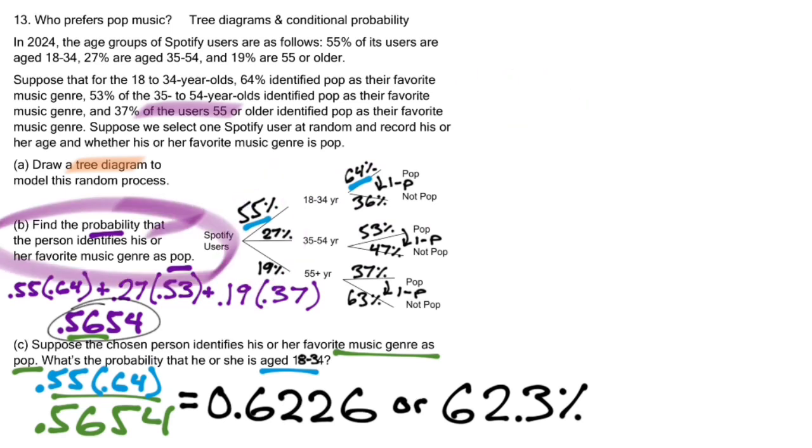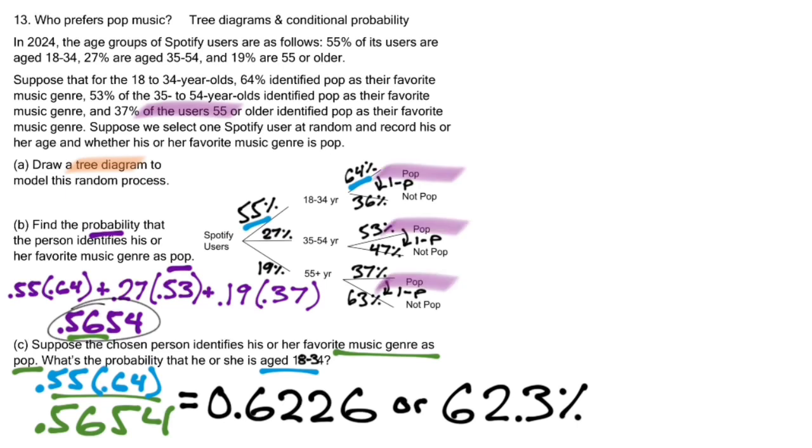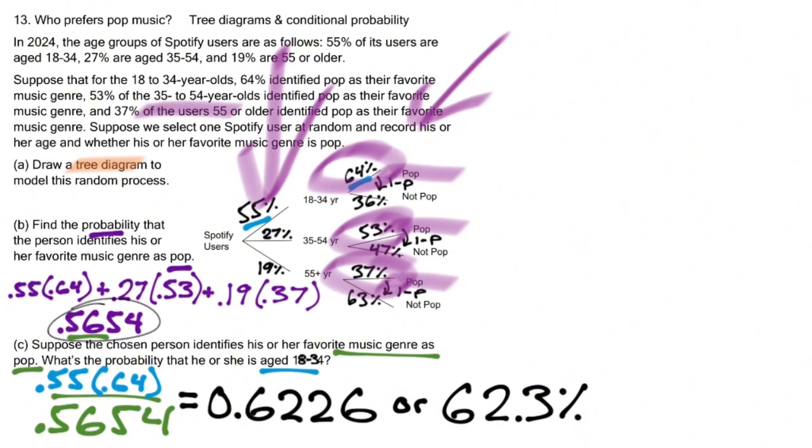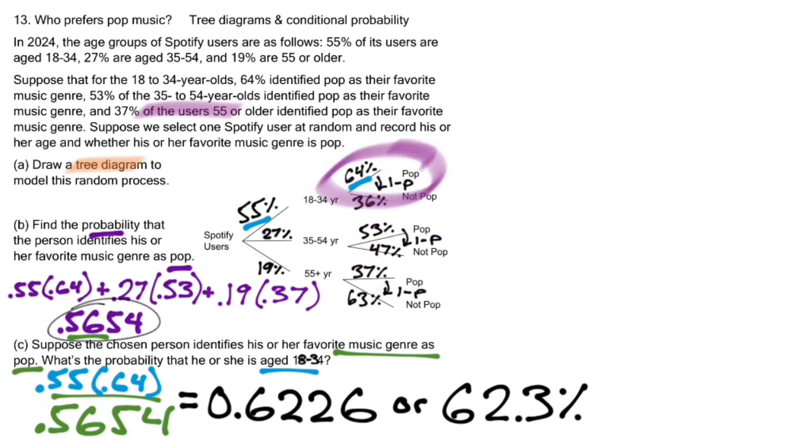Part B: find the probability that the person identifies his or her favorite music as pop. We want the people who like pop music. That would be 1, 2, 3. In order to find these probabilities, you need to be careful. You are not just taking the 64, the 53, and the 37. Those are the probabilities given the age group. You have to multiply the probability of the individual being in the age bracket before you can multiply the probabilities that they like pop music.